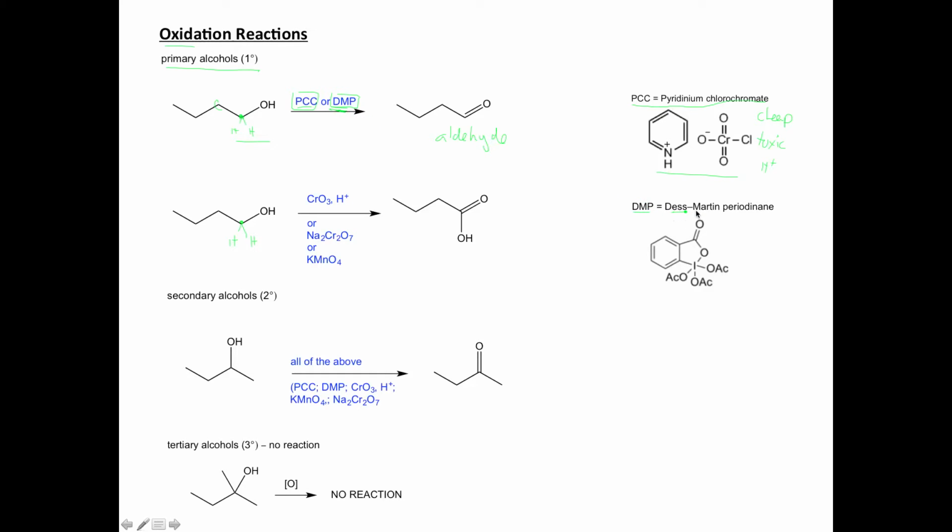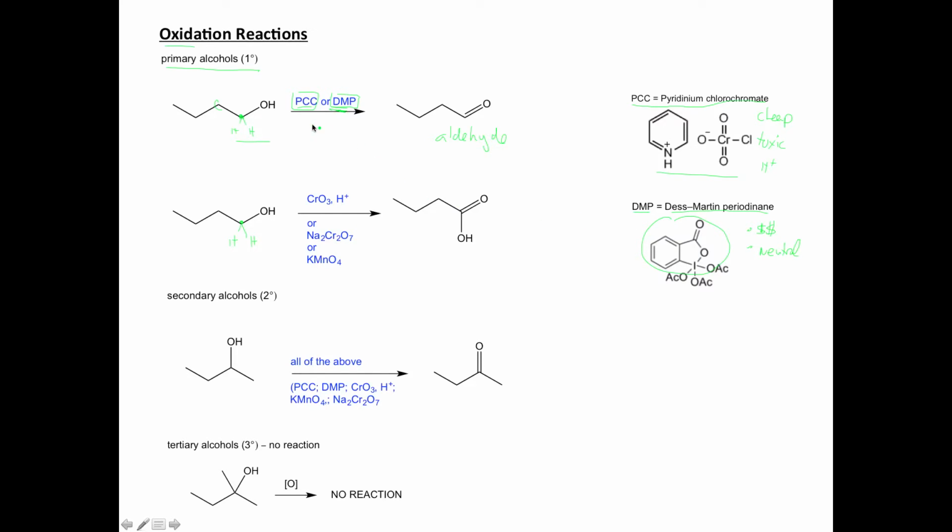Our next example is DMP. That stands for Dess-Martin periodinane. And here's the structure of that molecule. Dess-Martin periodinane is very expensive, but it works very, very well. So if money is no object, this is a great reagent to use. It works terrific. And the other advantage here is that this molecule is in fact neutral. So if you had a molecule that was sensitive to acid and you needed to do an oxidation to an aldehyde, DMP would be the best example here.